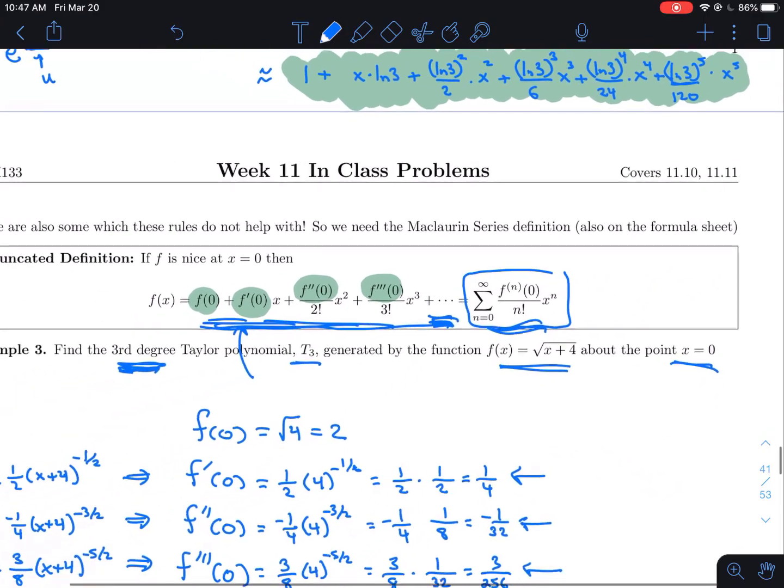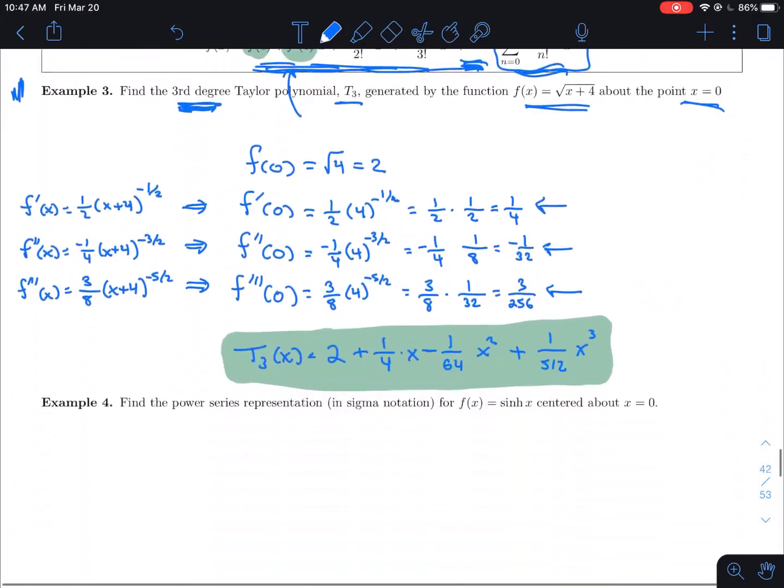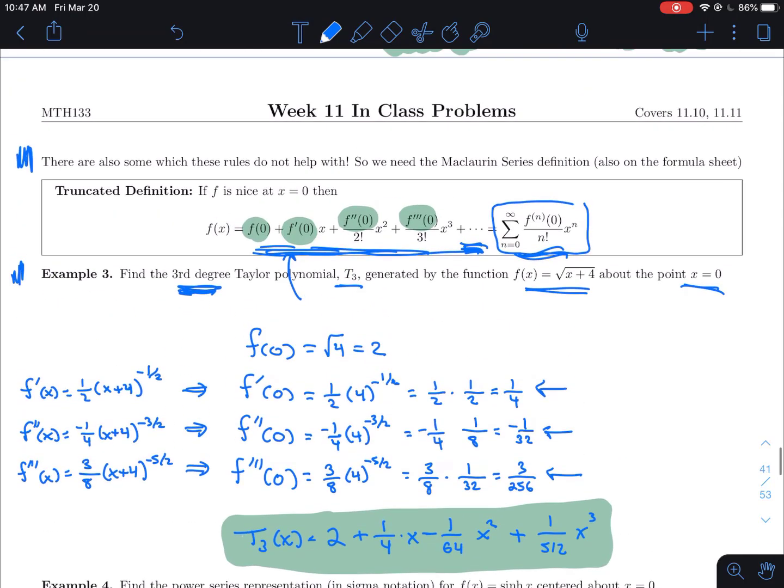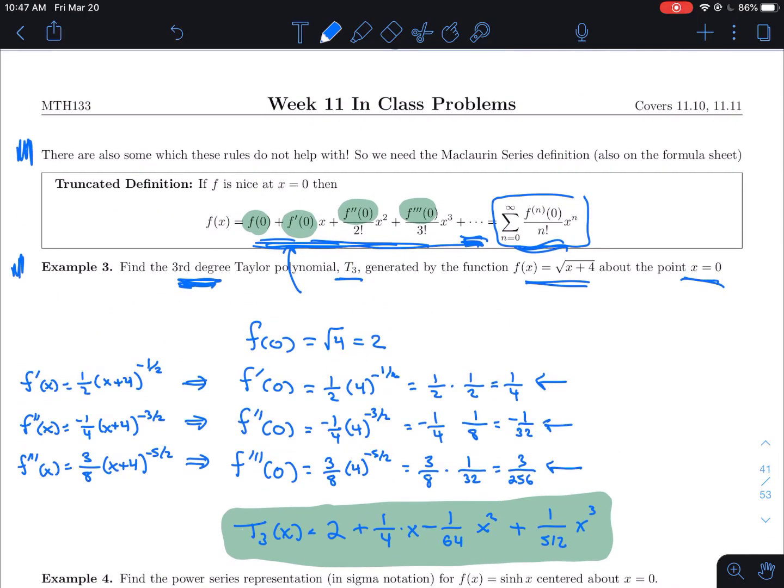All right, so I haven't given you guys a whole lot of time to work on your own, but here's one where I think it would be a good idea to pause the video and give this one a go. We'd like to find the power series representation in sigma notation for the sinh function, so hyperbolic sine, about x equals 0. So please pause, try to use this definition up here, and come up with a power series representation in sigma notation for sinh.